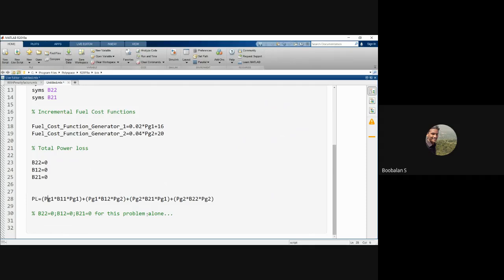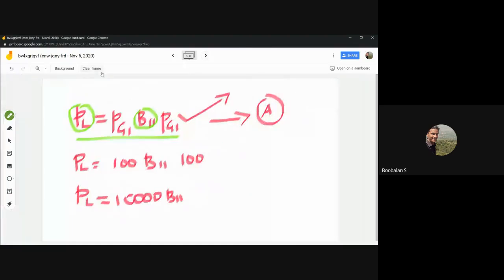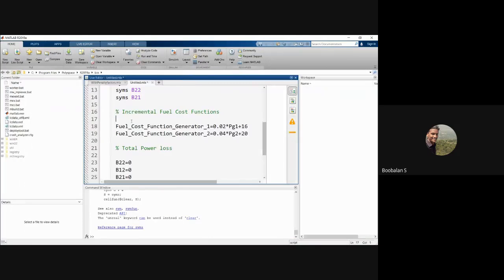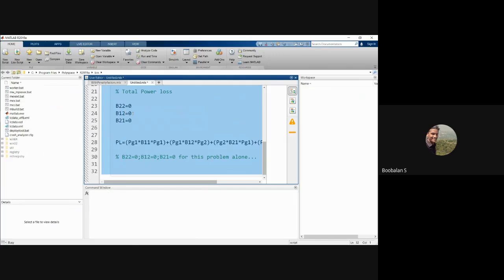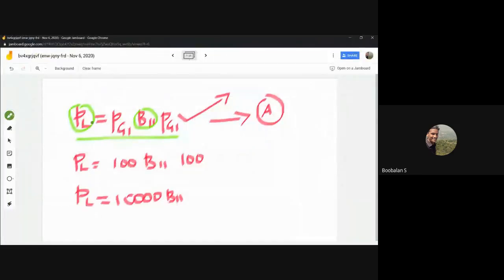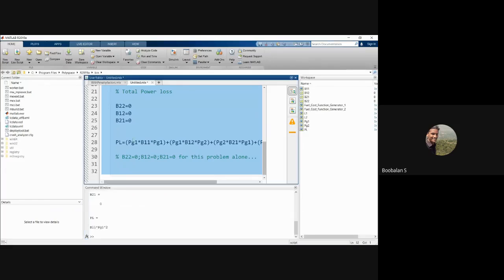Okay, we'll try. After this power transmission loss, when we just run it, then we could easily understand whether we are going on the right path, right? Once again we just run it. Yeah, it's now running, right? Now you could see PL is equal to B11 PG1 square. This is the equation, right? So we calculated the PL value. PL is equal to B11 PG1 whole square. This is the entire equation we are now getting, right? Okay, no issue.